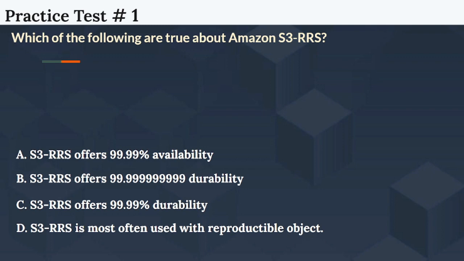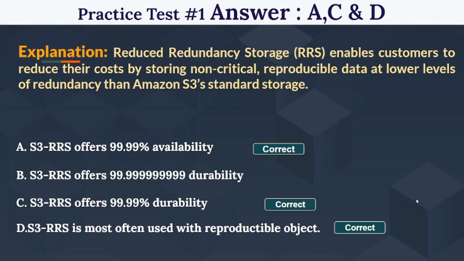5, 4, 3, 2, 1. So the right answer is A, C and D. S3 RRS offers 99.99% availability, S3 RRS offers 99.99% durability, and S3 RRS is most often used with reproducible objects.